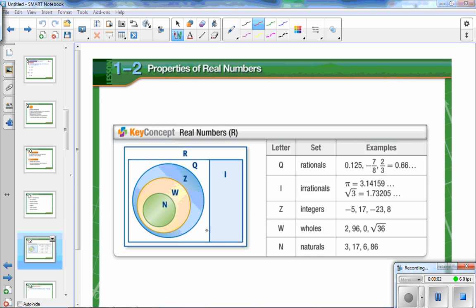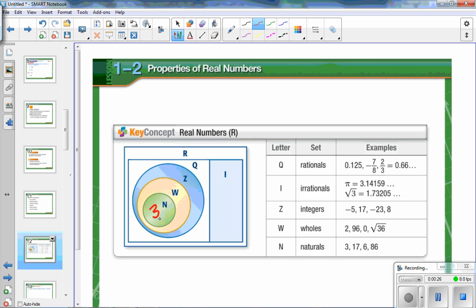This is section 1-2, properties of real numbers. And we're going to talk about different types of numbers. The first one I want to talk about are natural numbers, sometimes referred to as counting numbers. Those are the first type of numbers you learned how to count with: 1, 2, 3. So that's why they're called counting numbers, but also natural. So, for example, the number 3 is a natural number.